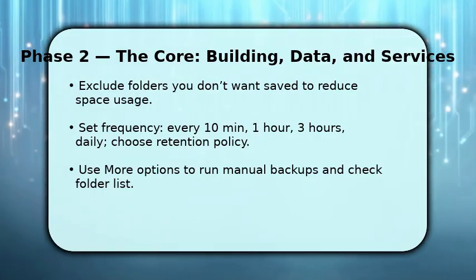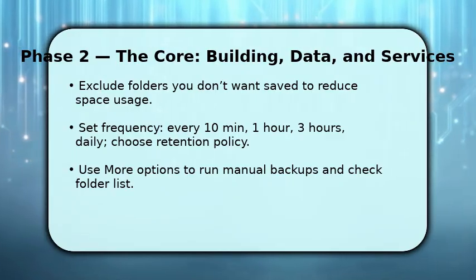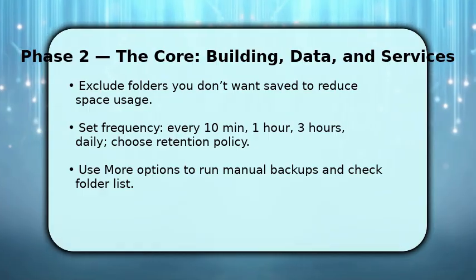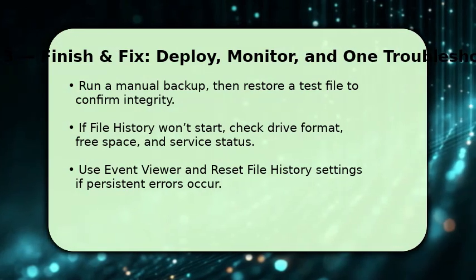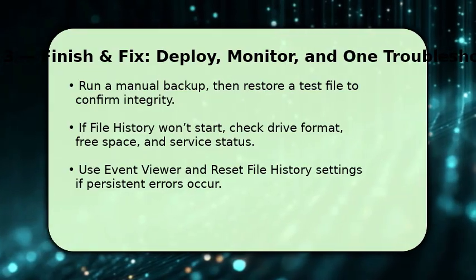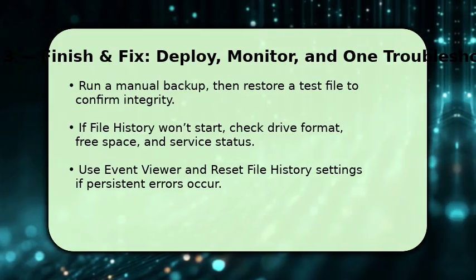You can also run a manual backup now to test settings. This verifies that schedule, exclusions, and destination work together. To finish, run a manual backup and then restore a test file so you confirm everything works as expected. This proves both write and restore paths.